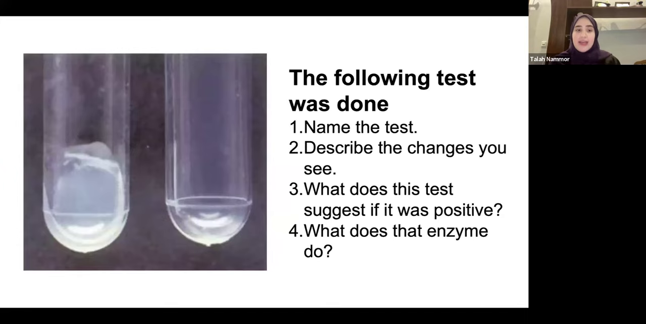Coagulase, exactly. If the bacteria that we have is coagulase positive, it's going to result in coagulation. And because of coagulation, we're going to see this clot. So let's keep in mind, we have gram-positive cocci in clusters that is catalase positive and coagulase positive. Do you have any suggestions what the microorganism might be?